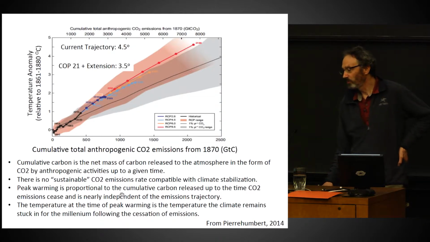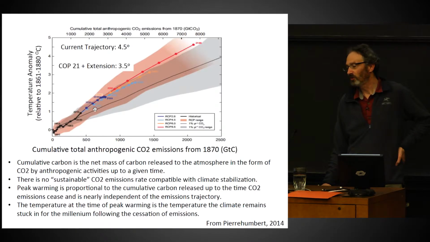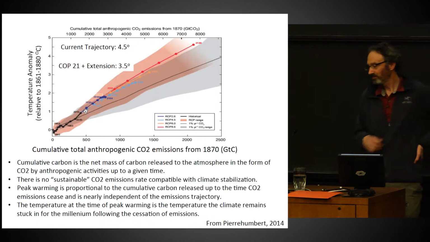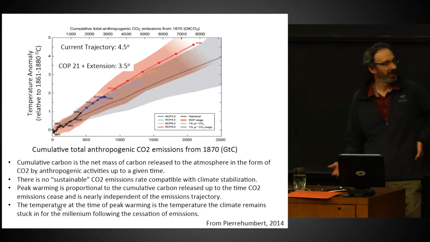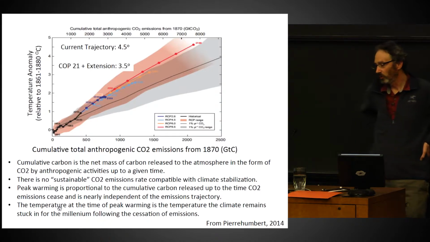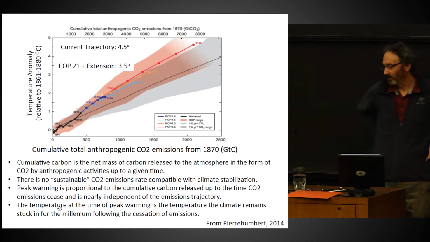Peak warming is proportional to the cumulative carbon release up to the time of CO2 emission cease, and is nearly independent of the emissions trajectory. So you know how much carbon you released, you know the peak warming. Okay? And it doesn't matter how you release it. And remember from what I showed before, the temperature at the time of peak warming is the temperature the climate remains stuck at for the next 1,000 years.